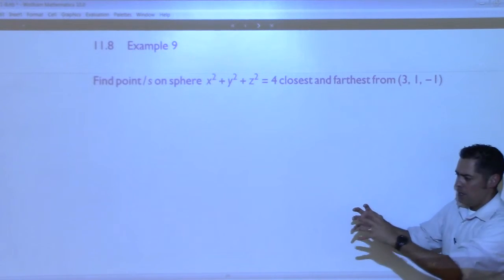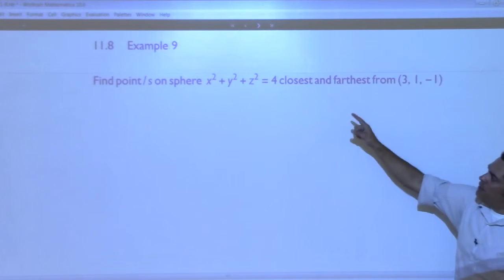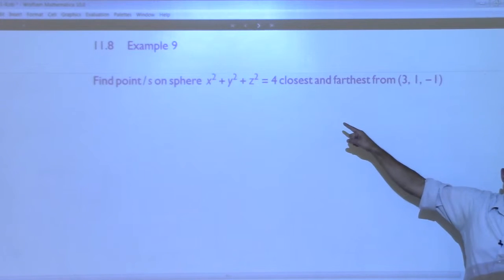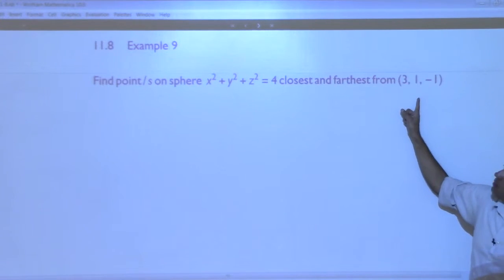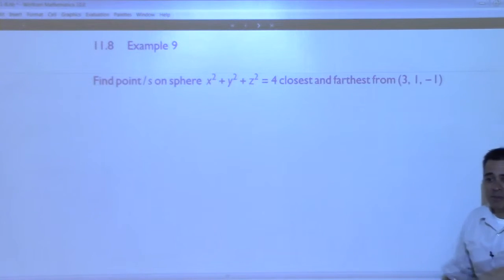Got a sphere, got a point. Find the point on that sphere that is closest to that point. And farthest. Ooh, yeah, 2 of them. I see where you're going without going through the whole Lagrange thing, but I understand that's something. How would you do it without doing the Lagrange?